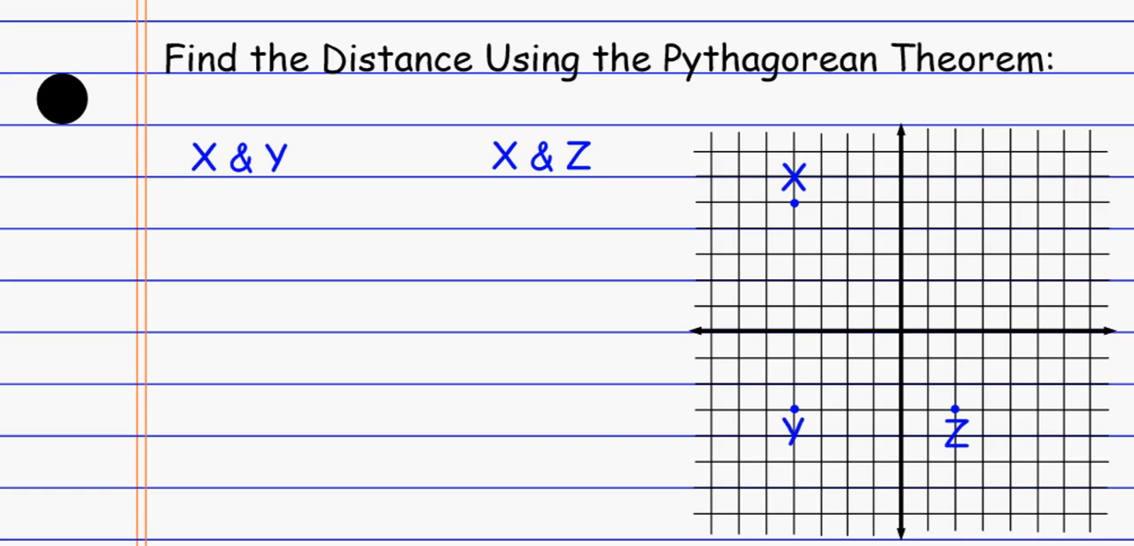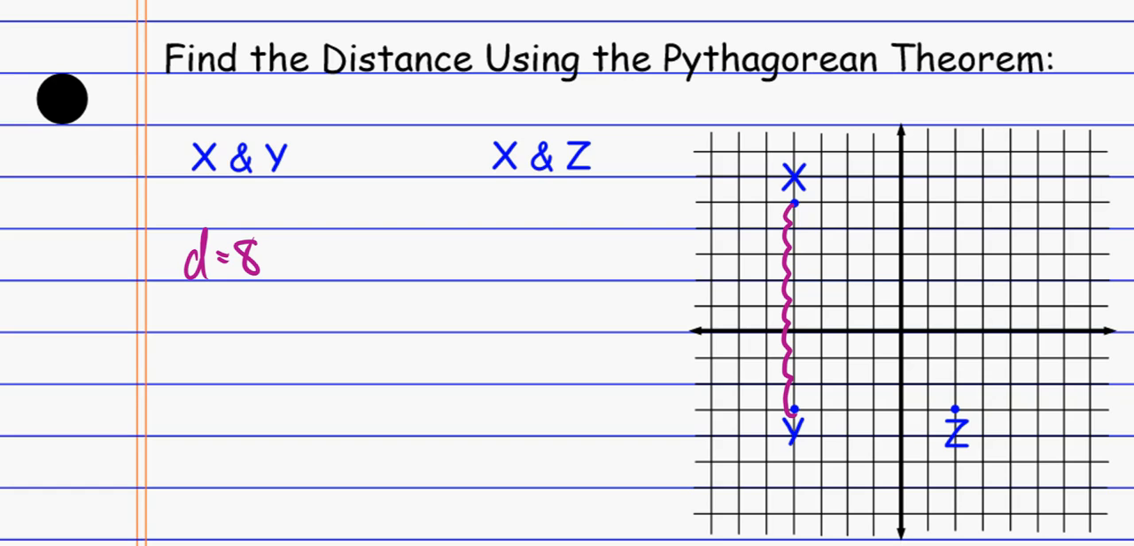We could do it by counting, but only if they're lined up in a direction where we can count. For example, if I look at the distance from x to y, because x and y are lined up nicely, I can simply count the distance from one to the other. It's 1, 2, 3, 4, 5, 6, 7, 8 spaces. So the distance here is 8. I'm just saying the distance equals 8.